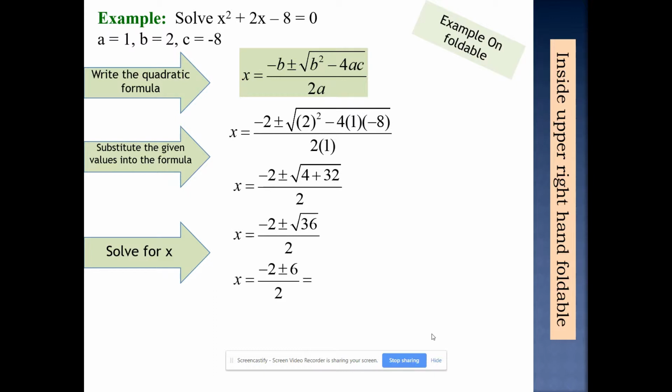So because we have this plus or minus in between, we have to separate into two different answers. So we have negative 2 plus 6 divided by 2, and then we have negative 2 minus 6 divided by 2. And when you simplify that, you end up with 2 and negative 4, and those are our two answers. x is equal to 2 and x is equal to negative 4.